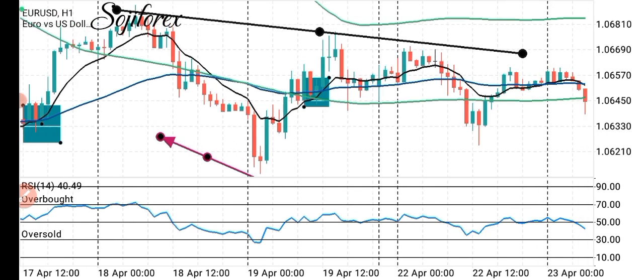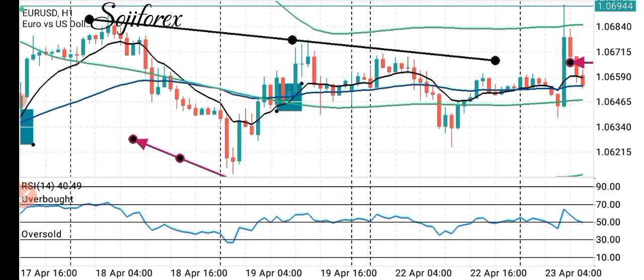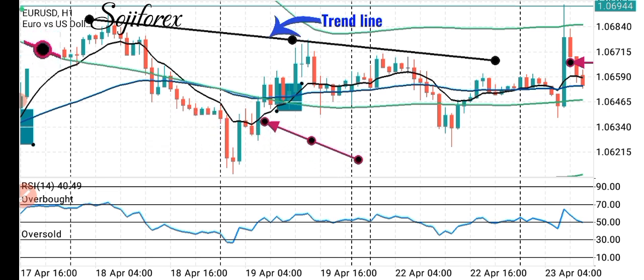Remember, I need 2 points for me to be able to connect my trend line. So in a downtrend, I will need a higher low and another higher low, so I can be able to connect my downtrend. And so now I have the first one and I have the second one here.